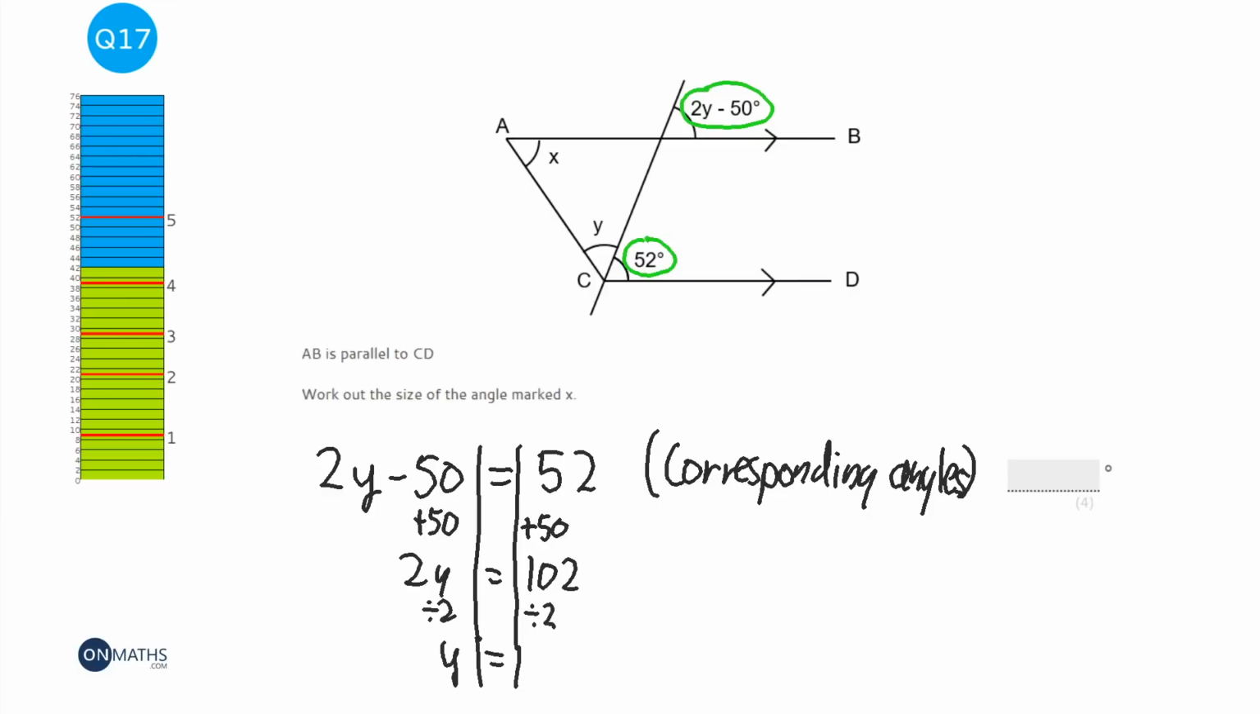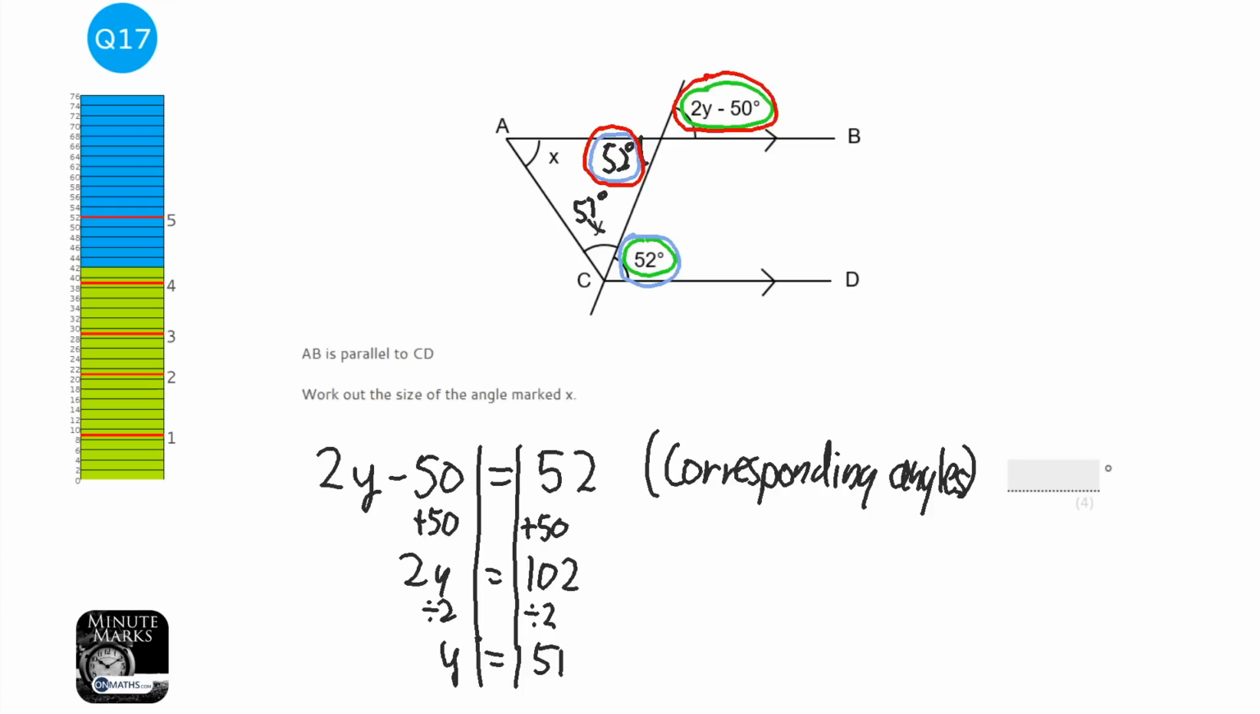So y equals 51. So I know y is 51, so I now know that this angle here is 51 degrees. Now I know that this is 52 degrees because if you look at this, I'll use a different colour, this angle here and this angle here are Z angles or alternate angles, or you can say that this 52 degrees here is equal to this here, which is also 52, because they're vertically opposite angles.